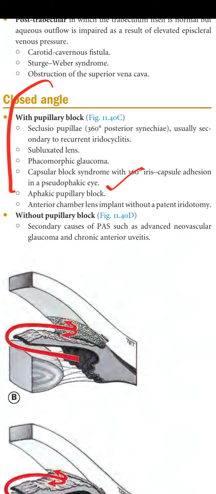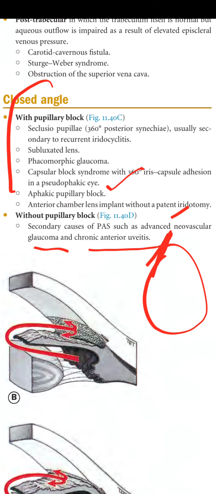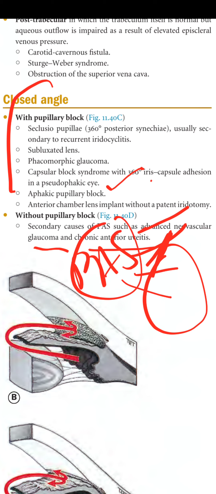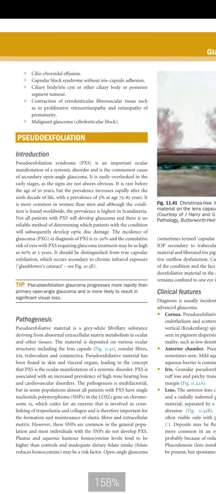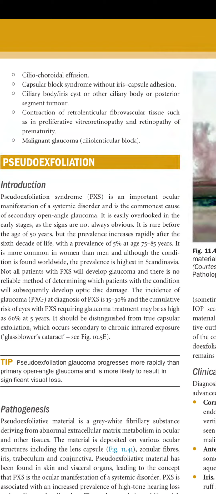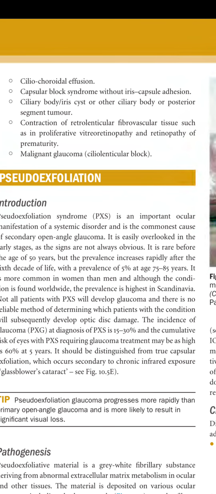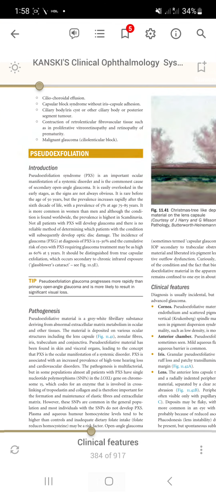Without pupillary block, secondary causes such as advanced neovascular glaucoma and chronic anterior uveitis. Basically, the membranes that have been formed are contracting and causing peripheral anterior synechiae, which is causing obstruction of the outflow. Ciliochoroidal effusion, capsular block syndrome without iris capsule adhesion. Ciliary body or iris cyst or other ciliary body or posterior segment tumor, contraction of retrolenticular fibrovascular tissue such as in proliferative vitreoretinopathy and retinopathy of prematurity, malignant glaucoma, ciliolenticular block.